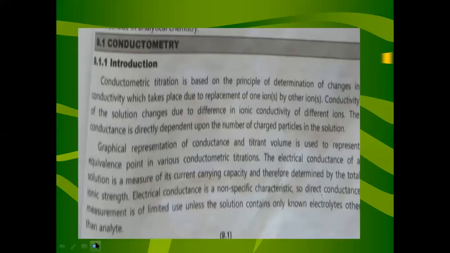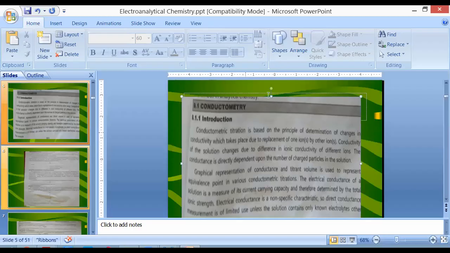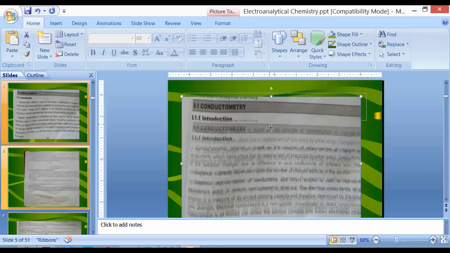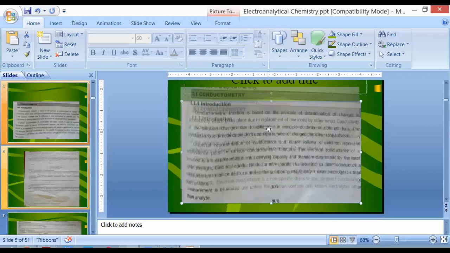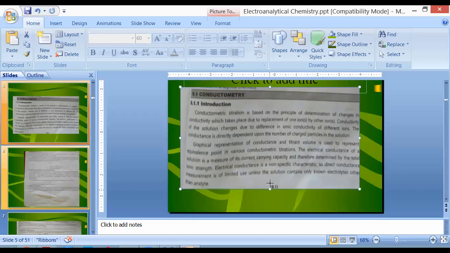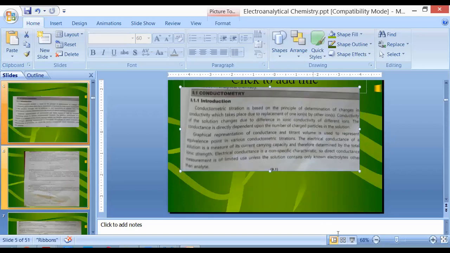So we are moving towards the first method of analysis, that is conductometry. Conductance is nothing but the flow of current. We all know what conductometry is. When we use this conductance property during the electrochemical methods, it is known as conductometry.